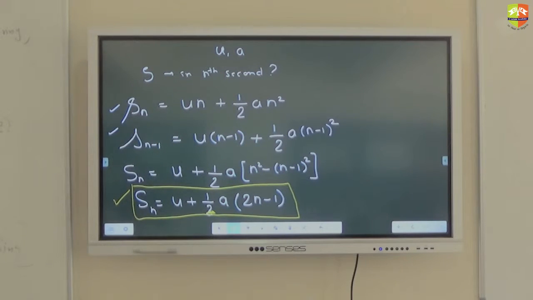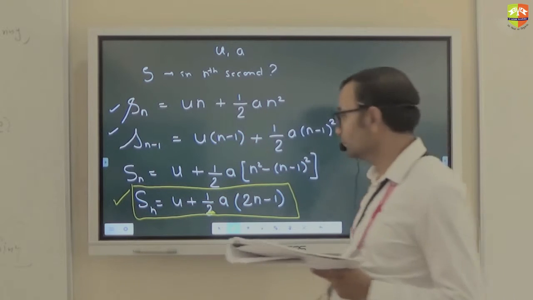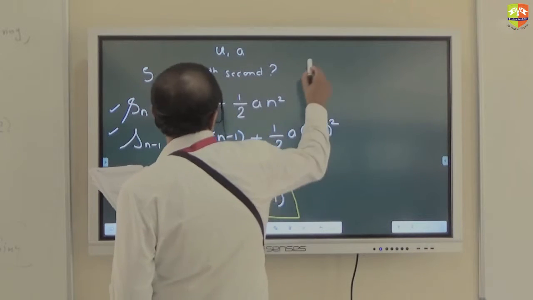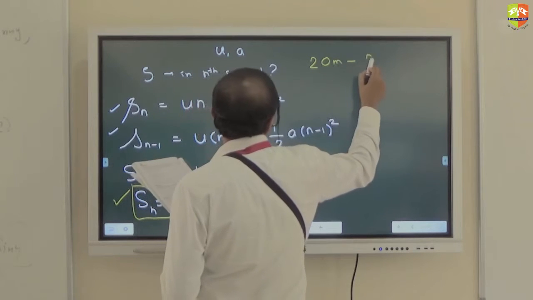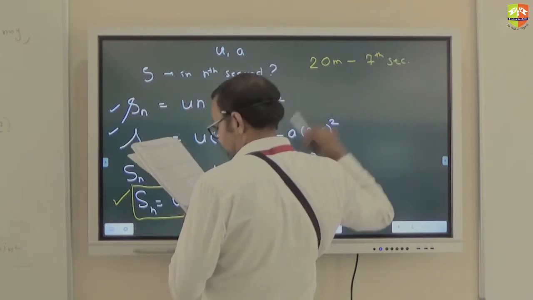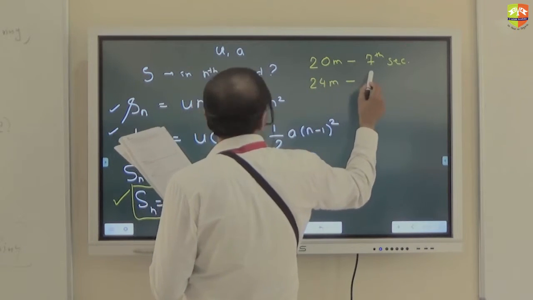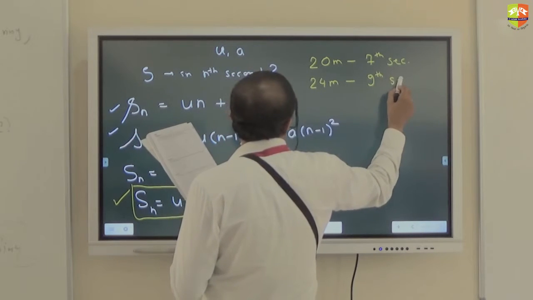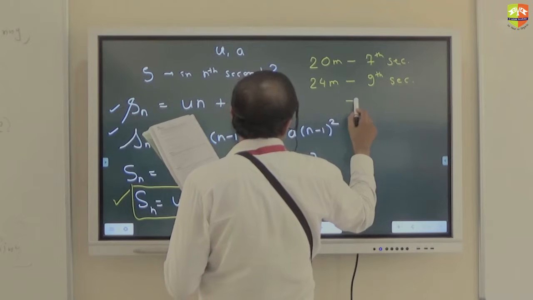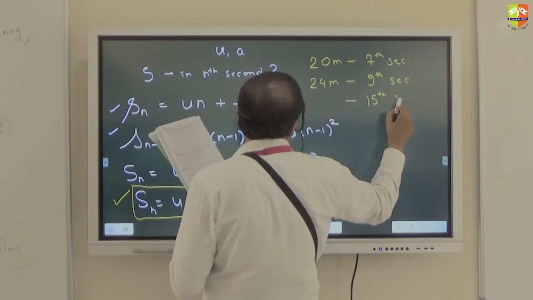A numerical based on this concept itself. Write down: a body covers a distance of 20 meter in the 7th second. It's 20 meter in the 7th second, and 24 meters it covers in the 9th second. You need to find out how much distance it will travel in the 15th second.